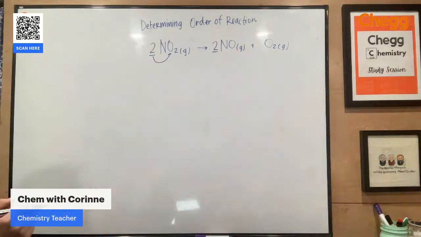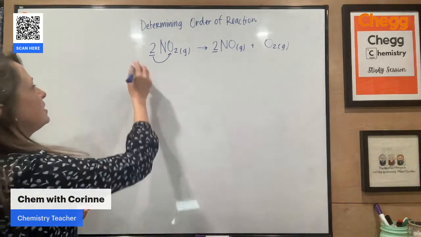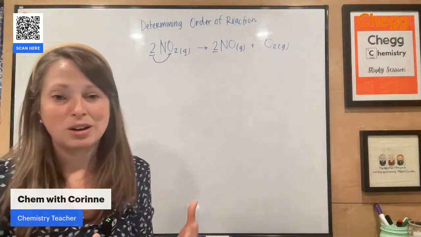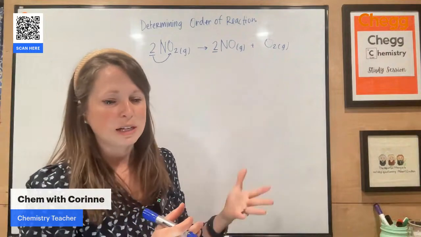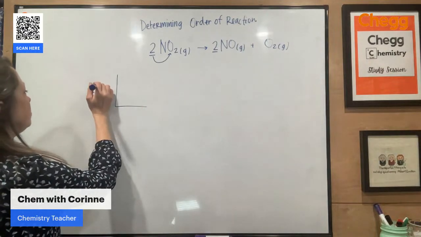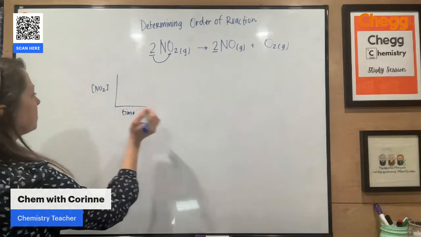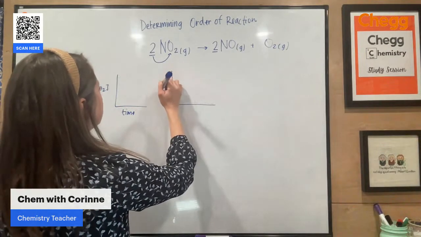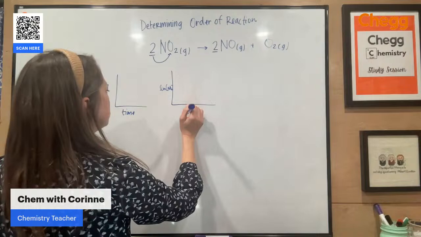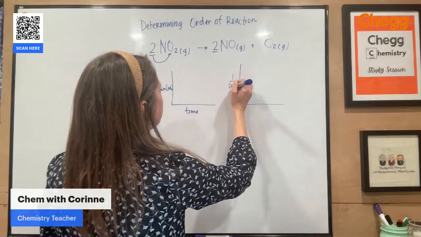So I'm good there. Now that I have that balanced, I'm going to make up a problem. My question for you is, can you determine the order of the reaction if I give you just some data? Let's say I have some experimental data for you. So I have the concentration of NO2 over time versus the natural log of NO2 over time versus 1 over the concentration of NO2 over time.